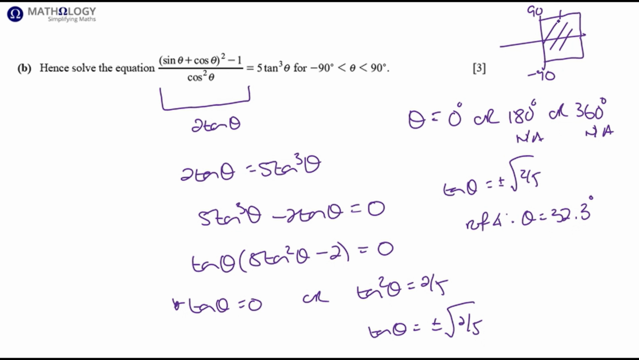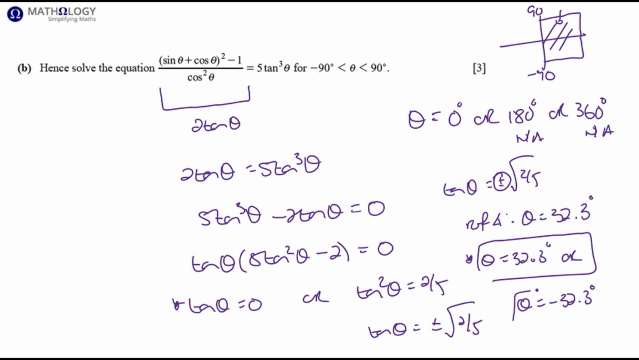So 32.3 will fall in the first quadrant here. So this is one solution, 32.3. And the negative acute angle, because we're looking at the plus minus solution here. So from these two quadrants, the only quadrant that tan theta is positive in will be the first quadrant. So that will be this solution, theta is 32.3. And the negative solution will be in the fourth quadrant where tan theta is negative. So or theta is minus 32.3 degrees. So these are your solutions for theta.